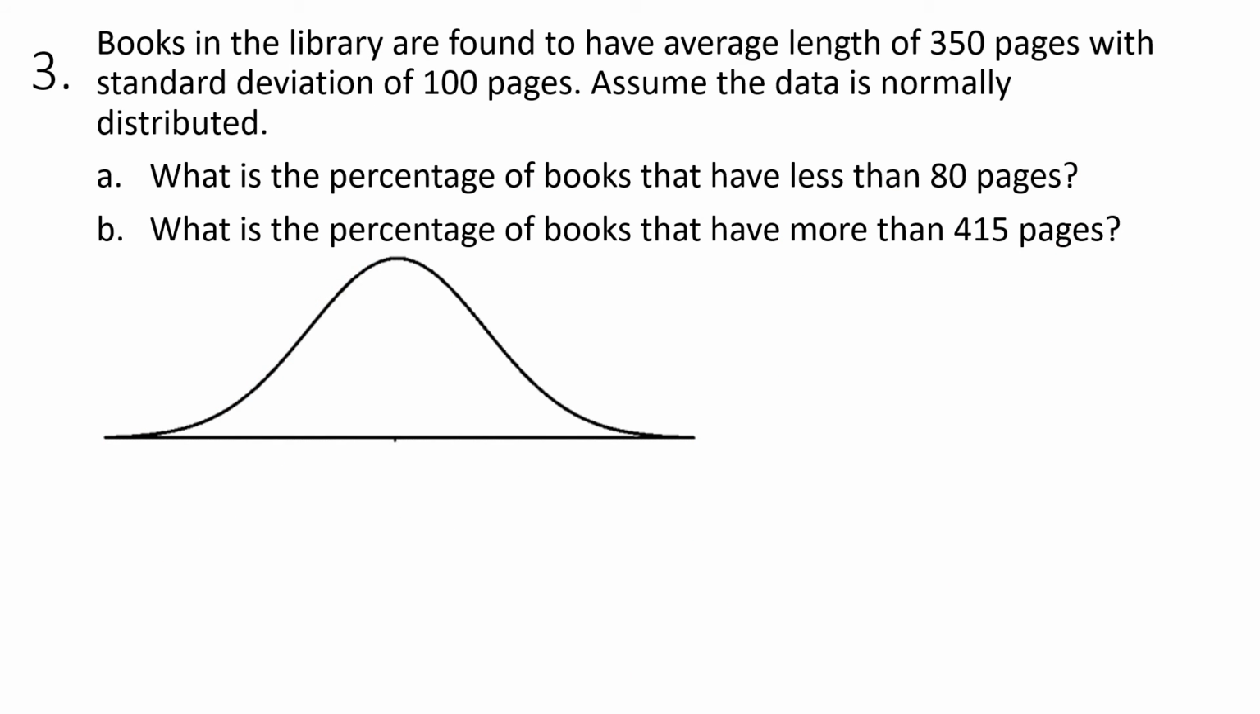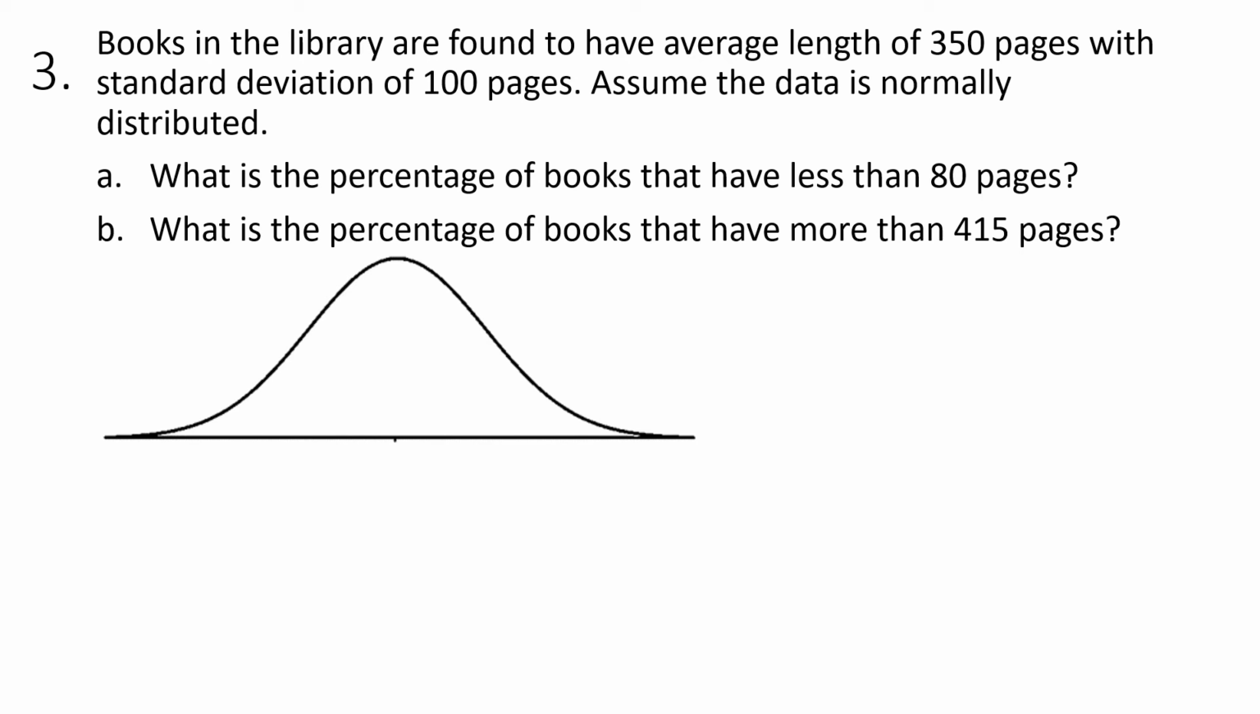Okay. Example number 3. Books in the library are found to have an average length of 350 pages with standard deviation of 100. Assume that the data is normally distributed. Okay, there's two parts to this question, and when we know that there's a normal bell curve, we're going to probably have to find a z-score and use the z purple table. Okay, so what is the percentage of books that have less than 80 pages?